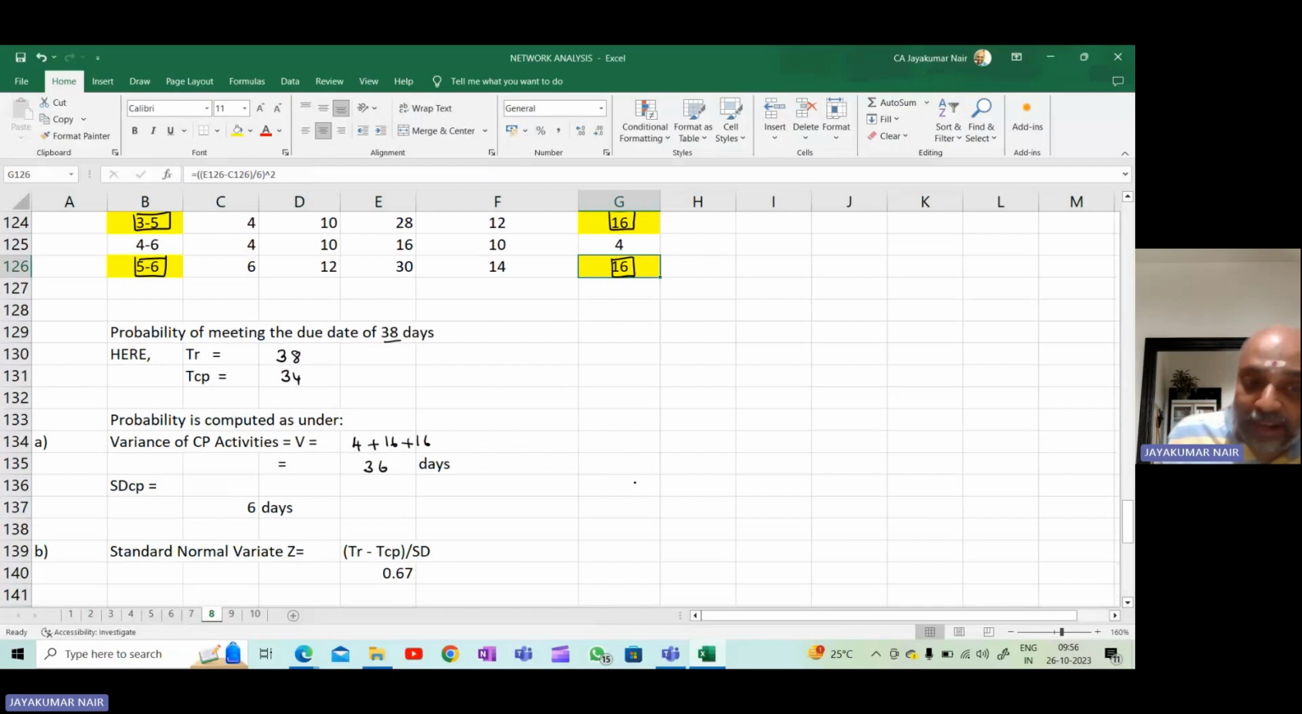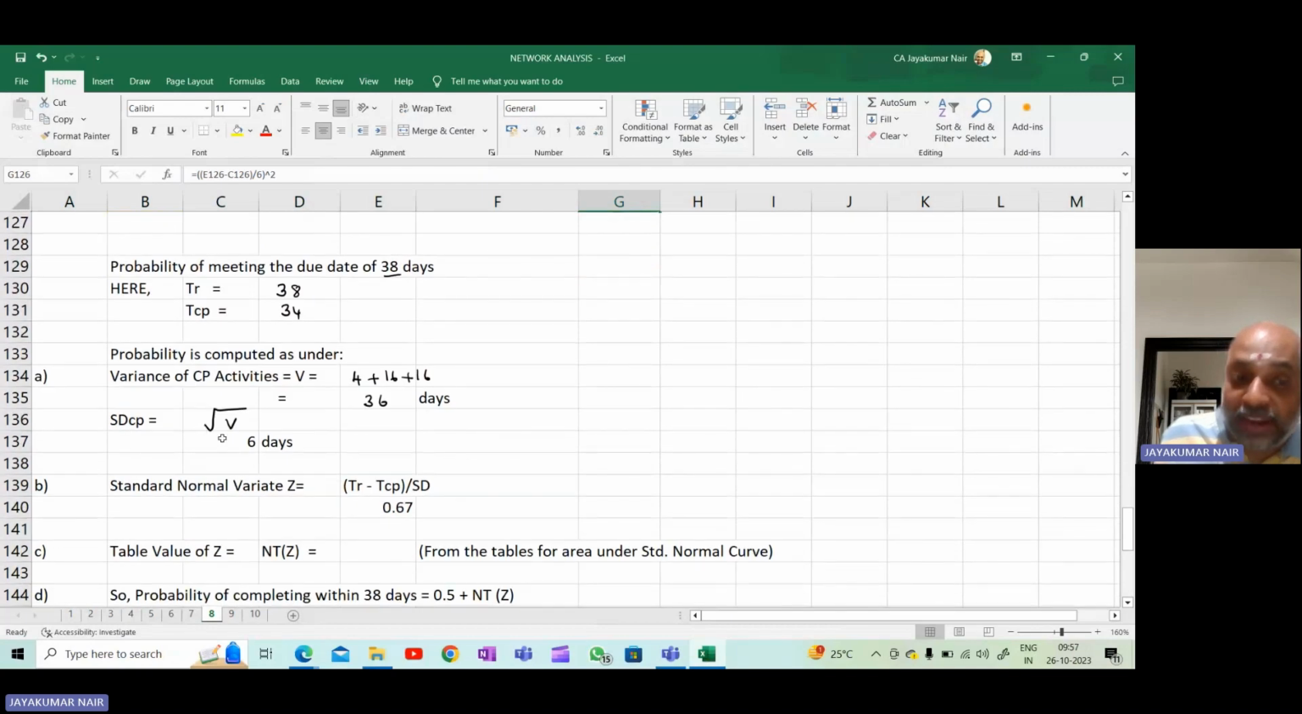The next step is to find the standard deviation of the critical path. To find the standard deviation, take the square root of the variance of the critical activity. So we write square root of V, which means square root of 36. Square root of 36 is 6 days.